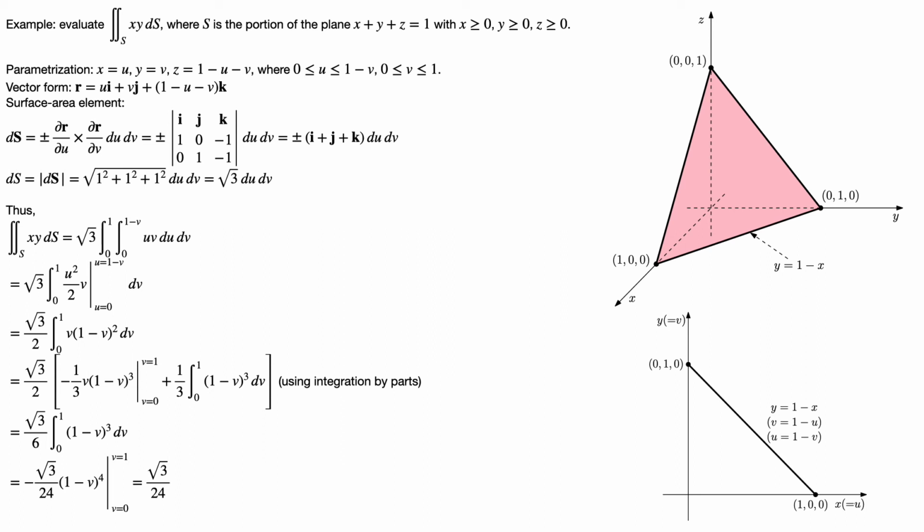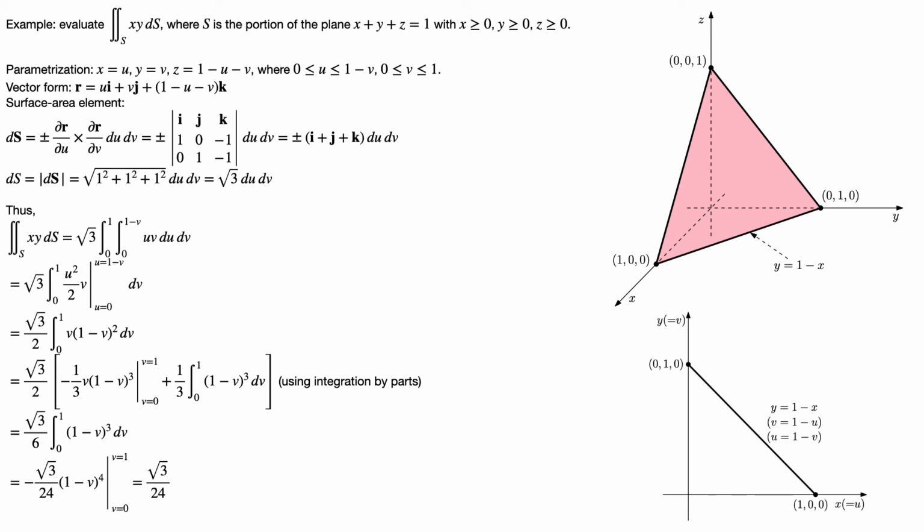Since the equation of this plane can be written as z equals 1 minus x minus y, we can parameterize it as simply x equals u, y equals v, z equals 1 minus u minus v. We need to carefully work out the domain of u and v values, which is what the bottom diagram here illustrates. For a fixed value of v, u varies between 0 and 1 minus v, and then v itself varies from 0 to 1.